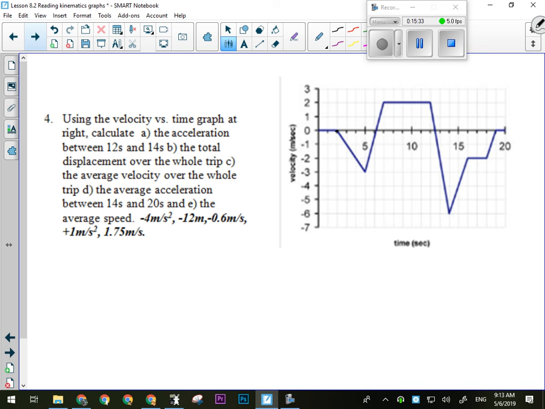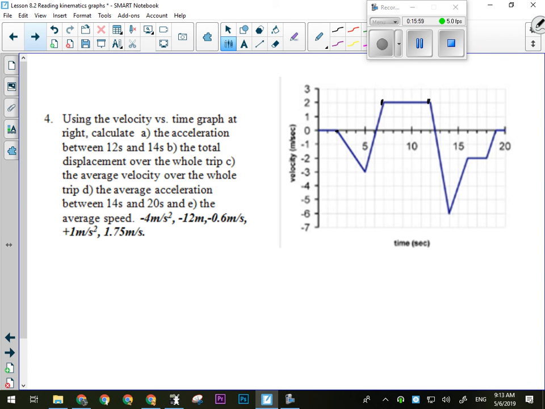Then between 5 seconds and 7 seconds, it accelerates in the other direction and changes its velocity from -3 to +2 meters per second. So it accelerated positively. What does it do between 7 and 12 seconds?